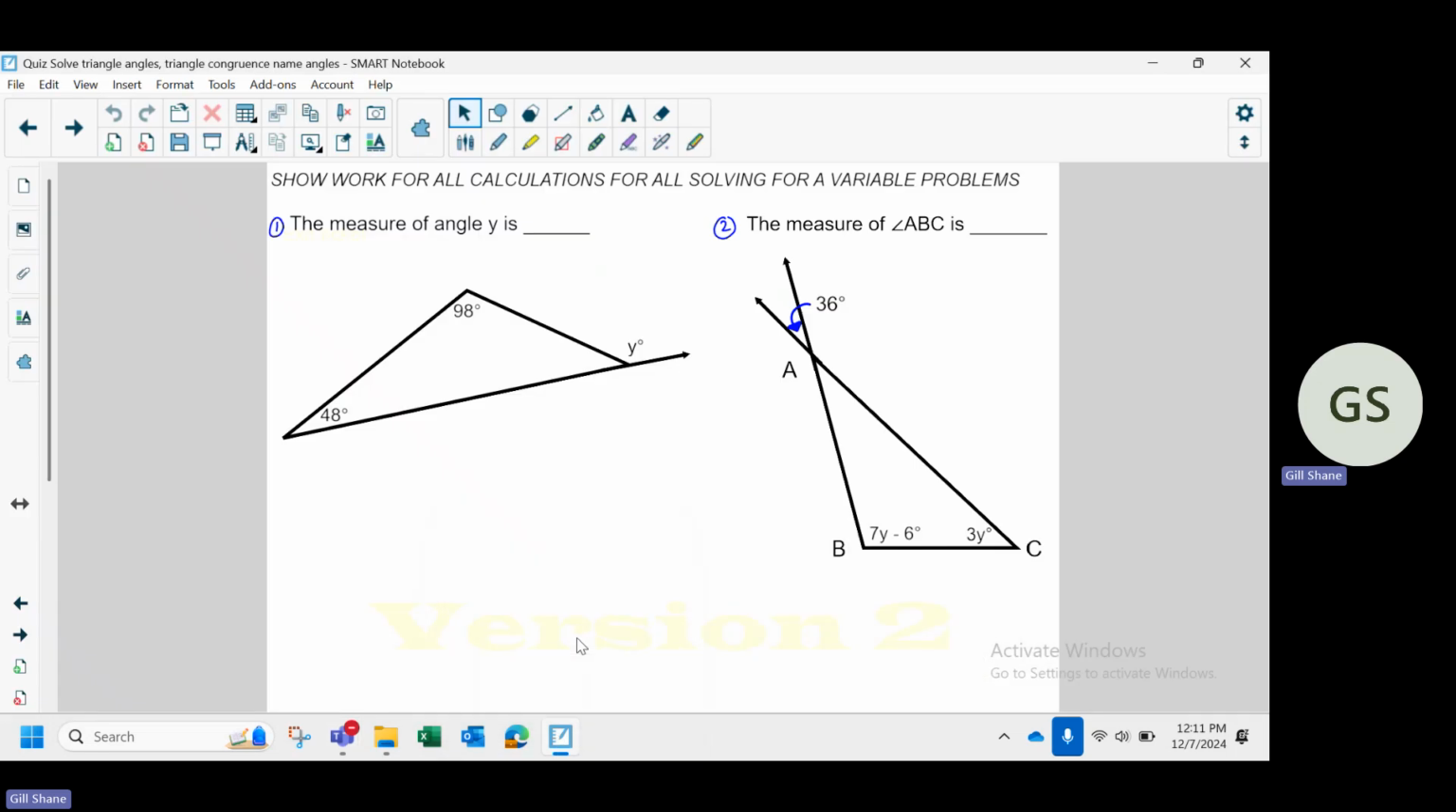So the first one most people have gotten so far. There were really two ways to solve it. I'm going to do the short version. This is an exterior angle.